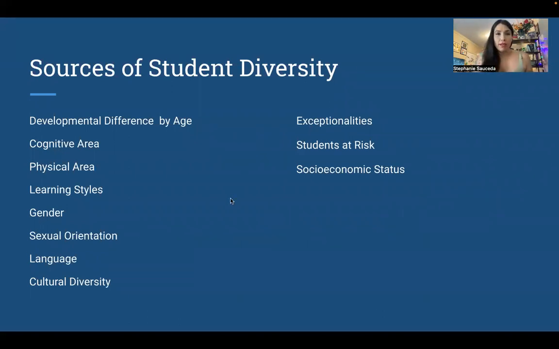Difference in age, right? Developmental difference, cognitive area. You could have different levels of cognitive ability and development. Physical area, learning styles, gender, sexual orientation, language, culture, diversity, exceptionalities, like their skills and how, man, so many of them are exceptional. And I'll give you an example of a time where I used it.